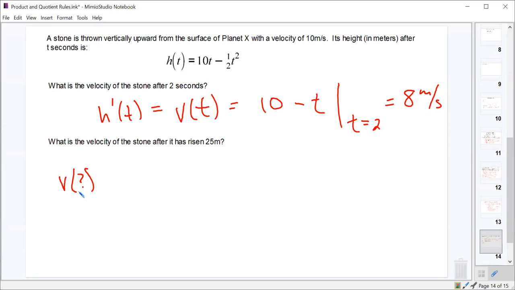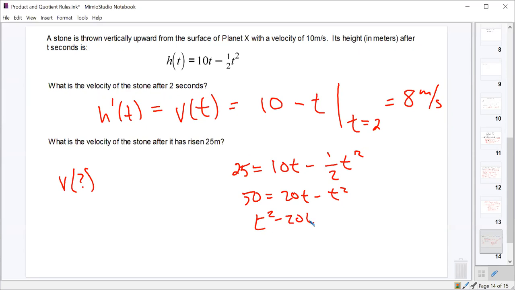How do we figure out? You set the original equation equal to 25 and solve for t. That is exactly what we should do. We know that it's risen 25 meters, so we'll say that the height is 25. 25 equals 10t minus 1/2 t squared. And probably first we'll turn that into just 50 equals 20t minus t squared, because that'll probably make life a little bit easier for the arithmetic. Or t squared minus 20t plus 50 equals 0.